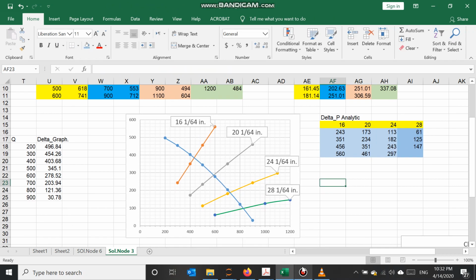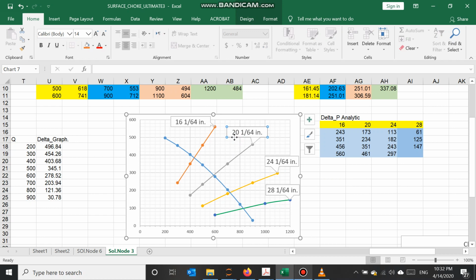Now, someone asked last time, what's the point? The point is how you use it. Let's say your production manager says to you, look, we're planning to buy a choke of bean size 20, 1/64 of an inch. Can you predict, as a production engineer, what the flow rate would be? You do this analysis and you say, look, if we use bean size 20, then our flow rate would be less than 600 barrels per day.